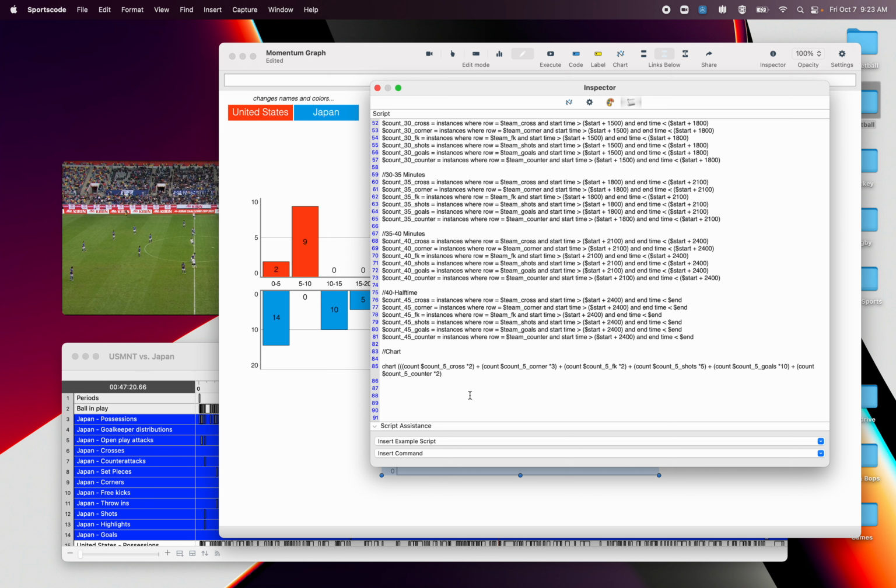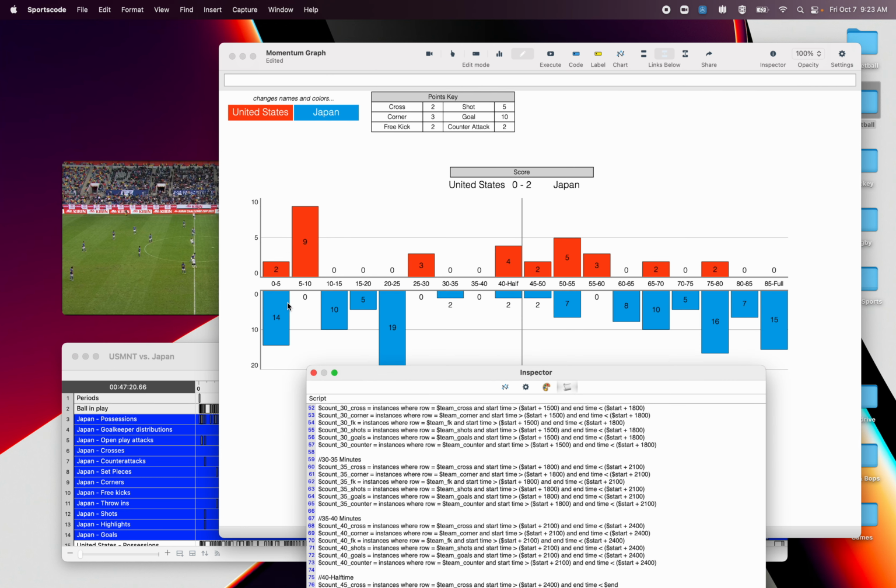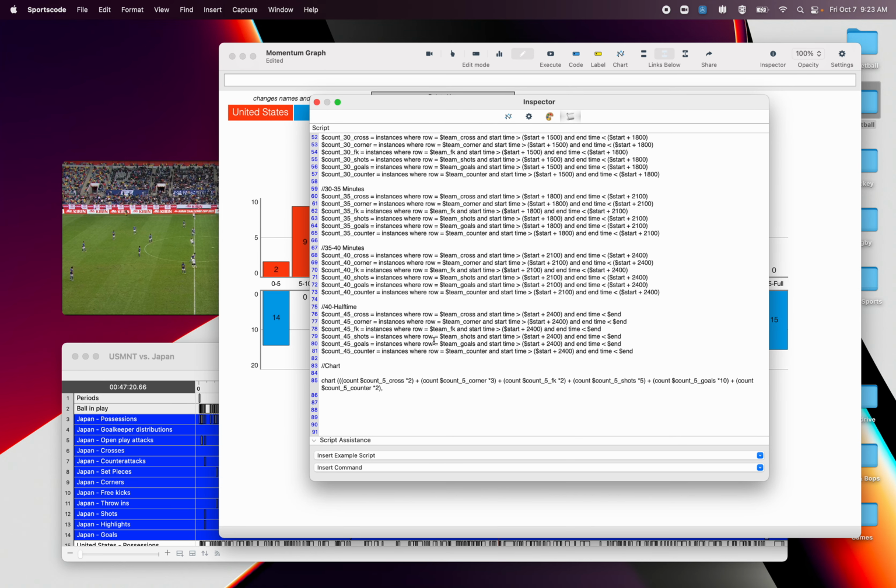The second part, and I'm going to put a comma here, is the name of the column itself. So you can see here on my finished product, I've got 0 to 5, 5 to 10, 10 to 15, 15 to 20. That's where this part comes into play. So in quotation marks, I'm going to put 0 to 5. And that's going to put my title there underneath my column.